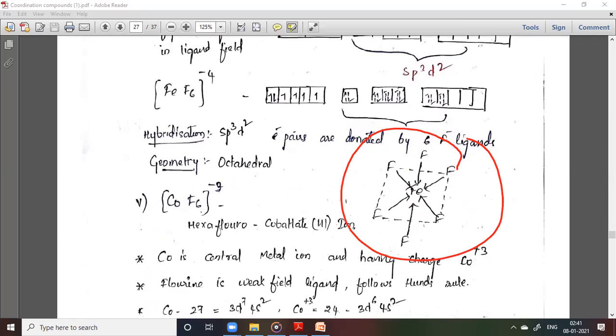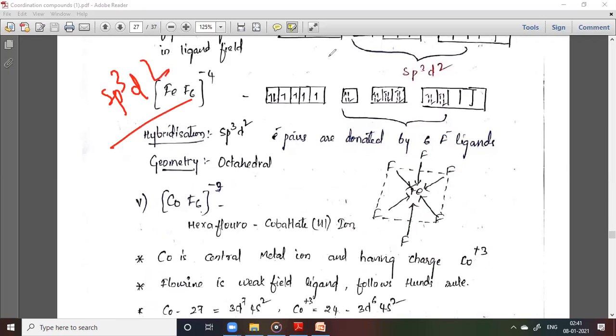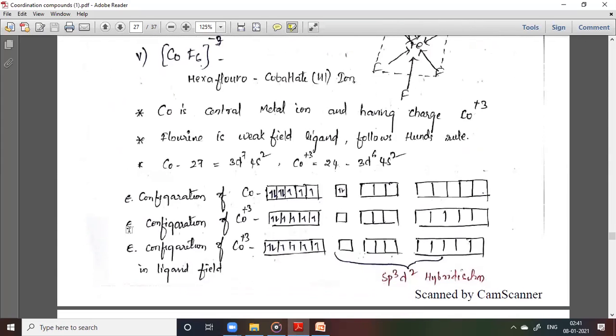The structure will be like this. So the hybridization will be sp3d2, and it is the outer orbital complex. This is an outer orbital complex. Now let us see another example. There are many more, so let us see some other examples.